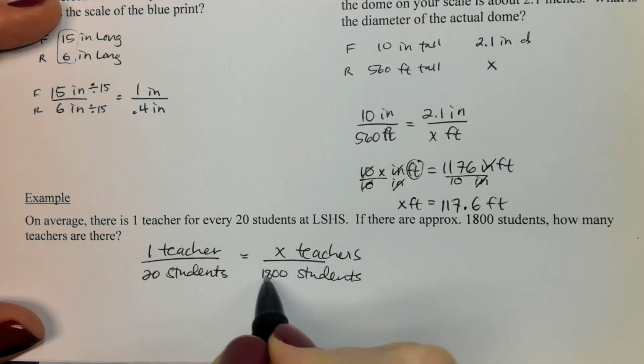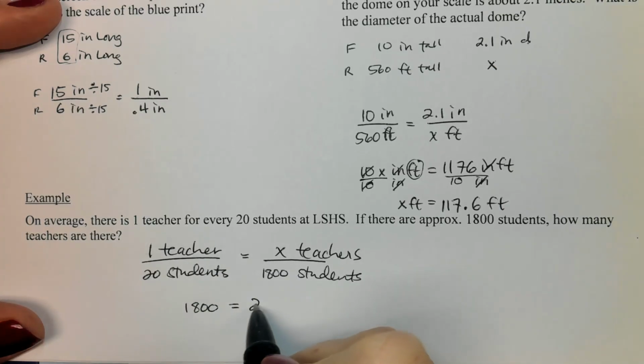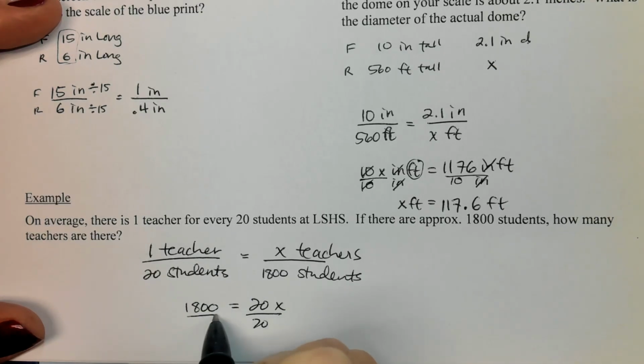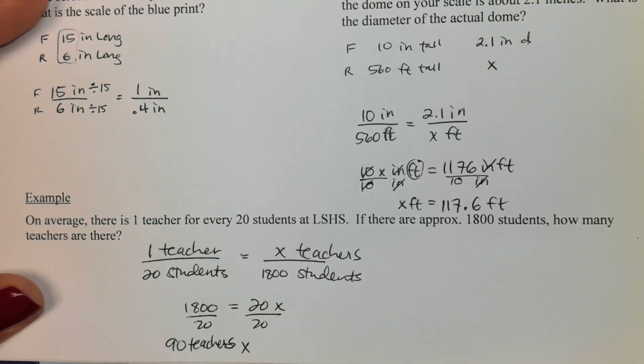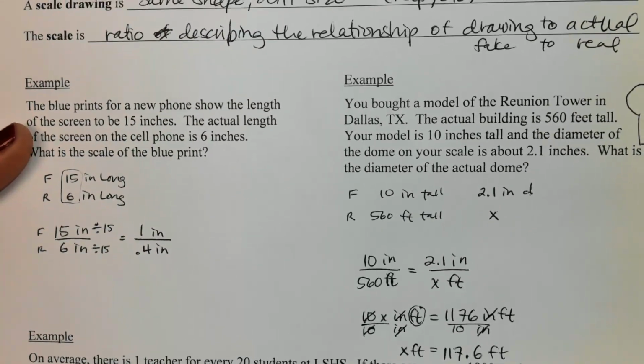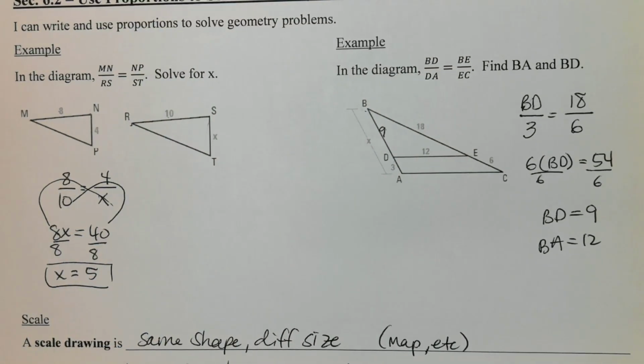So we're going to cross multiply. I'm going to have 1 times 1,800, so I'll just have 1,800. And I've got 20x. Divide by 20, and it looks like I've got 90 teachers. So that's our start today. Lots of word problems as you're learning how to use your proportions in word problems.